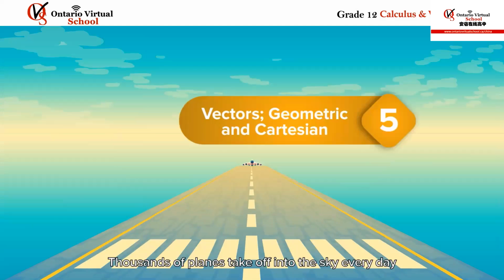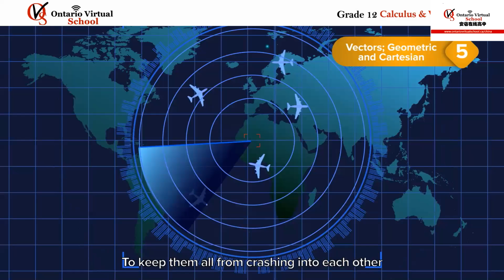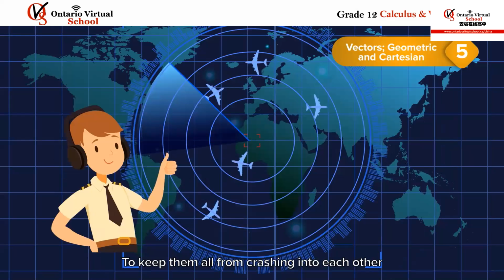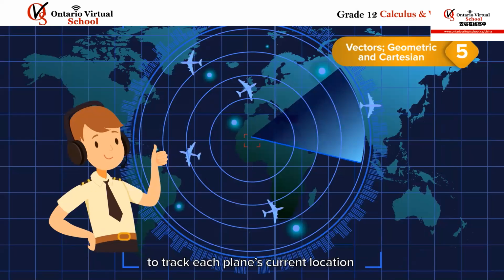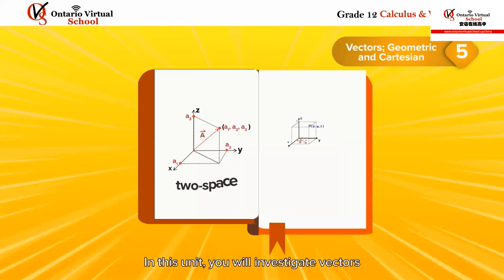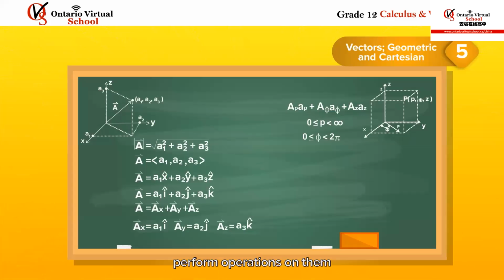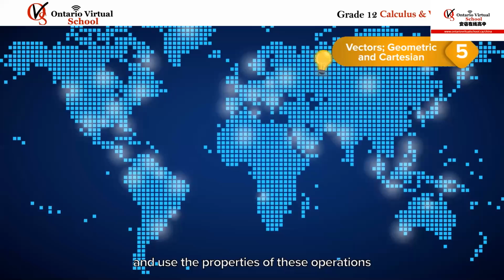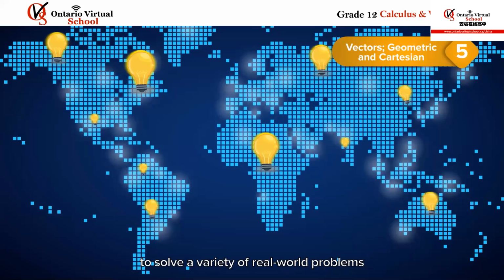Unit 5, Vectors, Geometric, and Cartesian. Thousands of planes take off into the sky every day. To keep them all from crashing into each other, air traffic controllers use vectors to track each plane's current location and the direction it's moving in. In this unit, you will investigate vectors in 2-space and 3-space, perform operations on them, and use the properties of these operations to solve a variety of real-world problems.